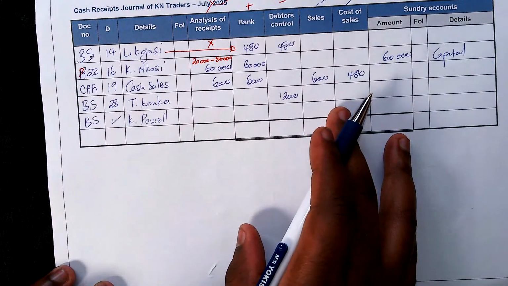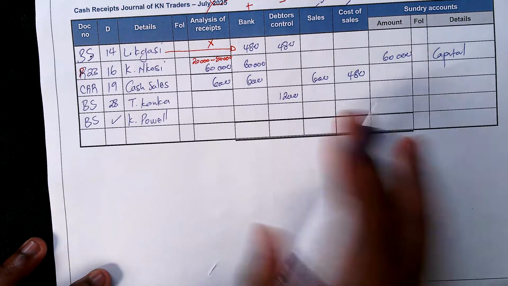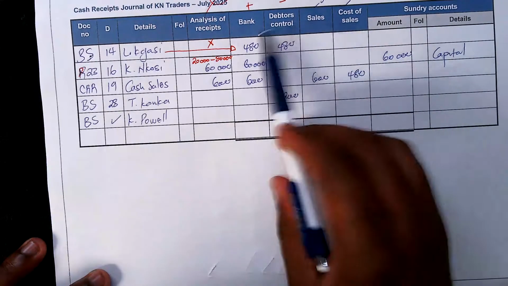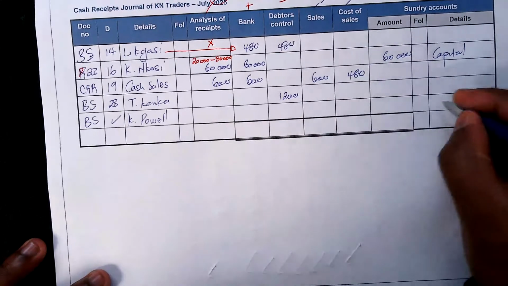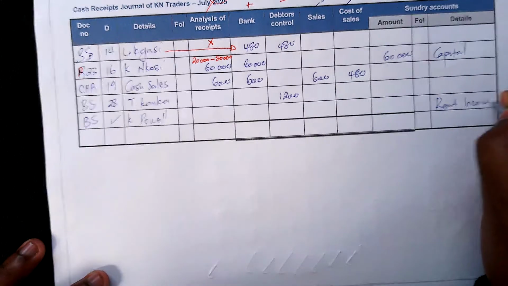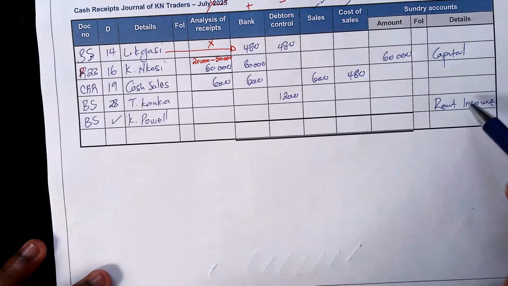So the tenant paid rent. We don't have an account for rent that was received here, so we open the rent income account under sundry accounts. And guys, please don't just write rent. Please write the full account name, which is rent income.